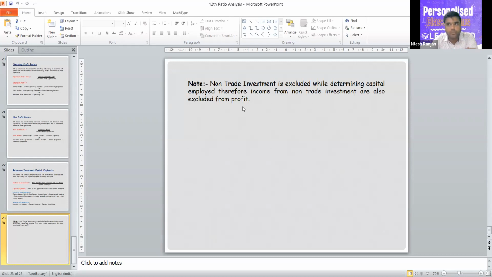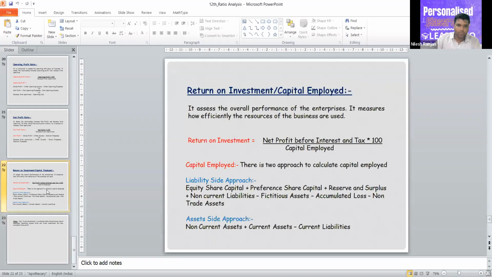Because we don't take non-trade investment and income on those non-trade investments into account, that's why we have to remove these items from our calculation. And if there is no information about whether it is trade or non-trade, then we will always assume that investments are trade. So this is your return on capital employed.